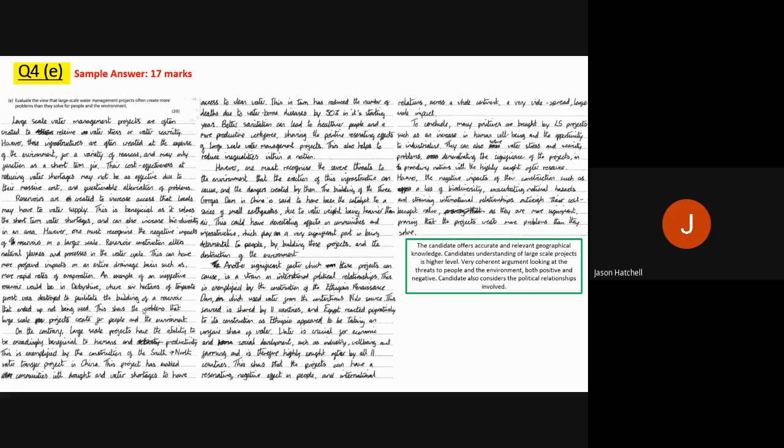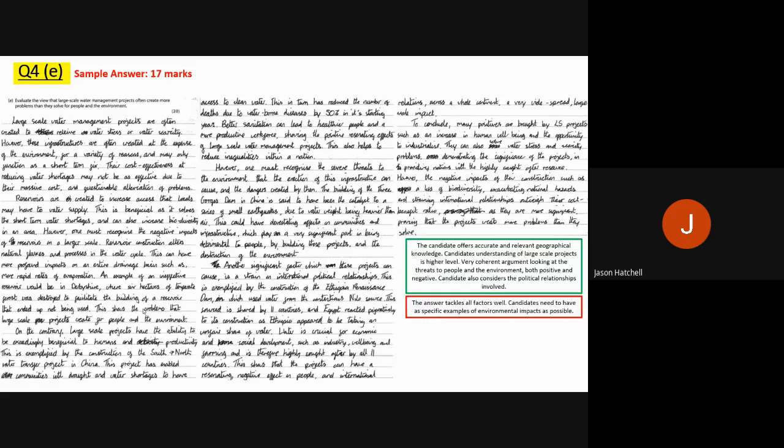So, out of everything I've just said, basically what we're saying here is the candidate has really good knowledge, the candidate has higher level knowledge of large-scale projects, very coherent, the candidate considers political relationships, which is a really higher level thing to do, all excellent.